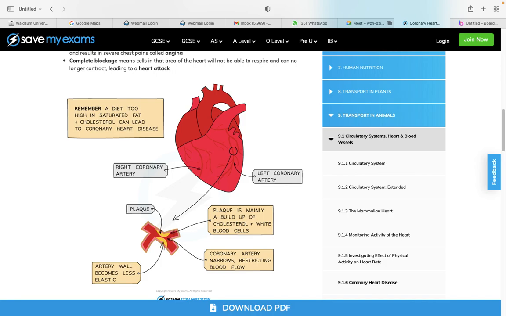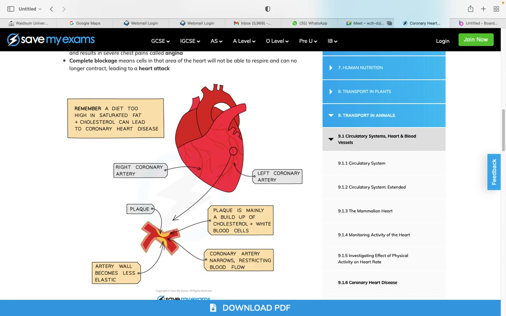Remember, a diet too high in saturated fat plus cholesterol can lead to coronary heart disease. I think I've already explained this concept. A diet that is super high in cholesterol or saturated fat can lead to coronary heart disease. So we should minimize the fat in our diet. Reduce your butter intake, reduce your mayonnaise, reduce your oil, reduce your animal fat, reduce pomo, for those of you from Africa, the animal skins that you eat, like you call pomo. You have to reduce this, okay?